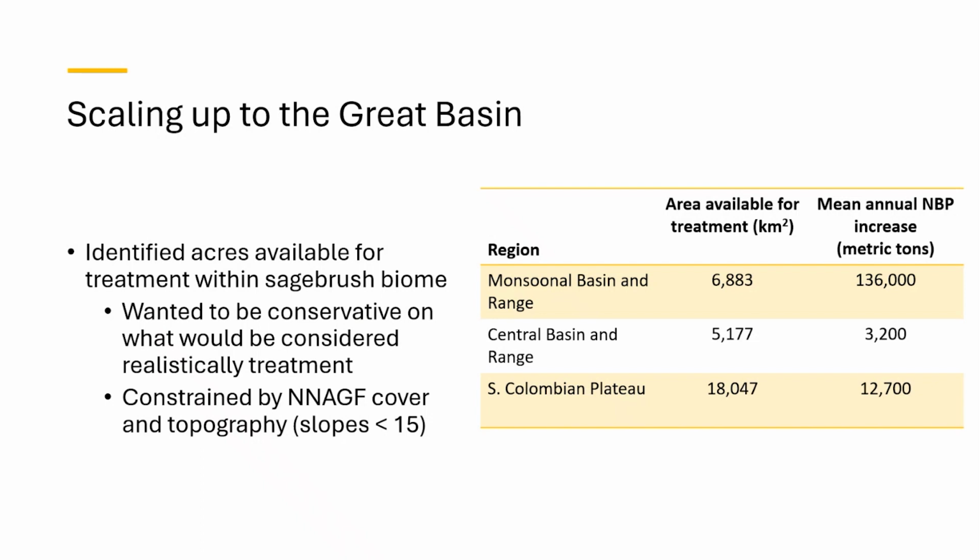So again, here are three areas based off of those three different landscapes: the monsoonal, the central Nevada Central Basin, and the South Columbia Plateau. We can see, largely because it looked like the Pine Valley Mountain Home was really successful at sequestering carbon, even though it's not our biggest area of available treatment, it did have the biggest increase in carbon, followed by those other ones.